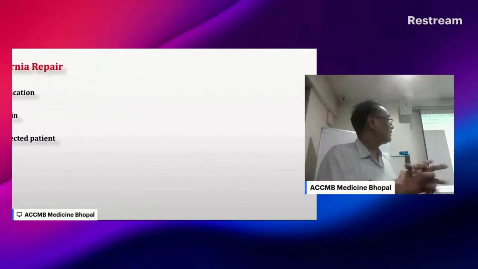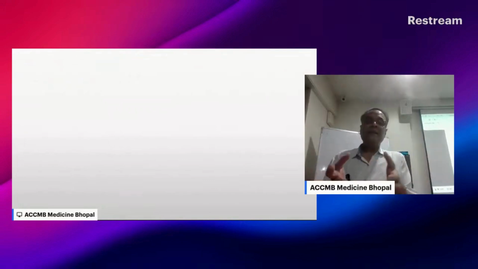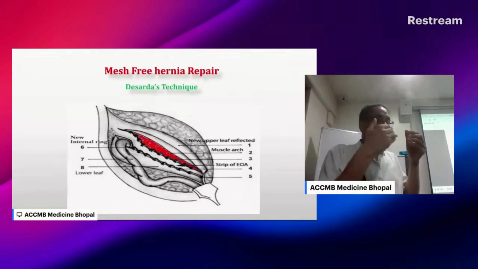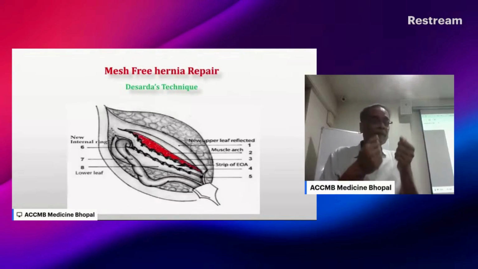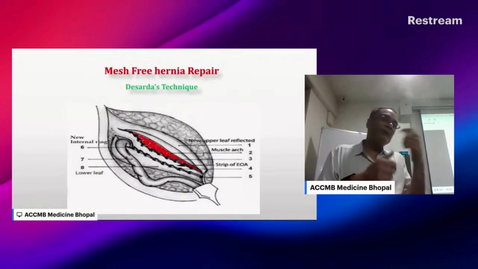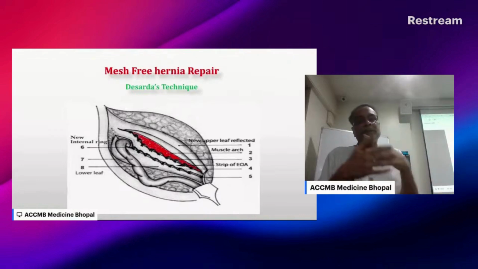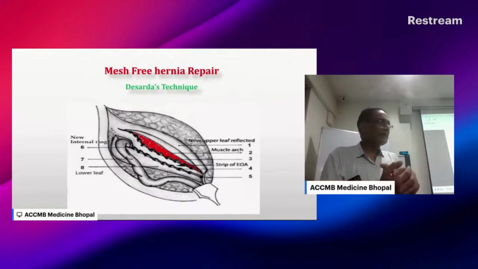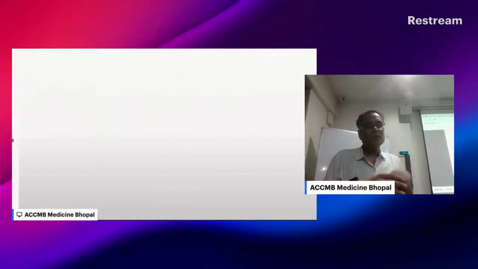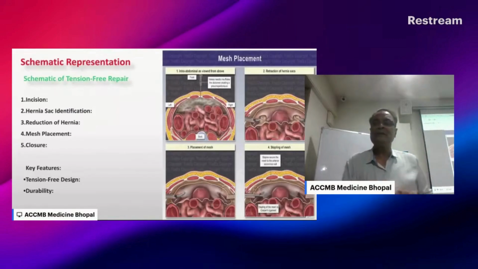Next, please. In Sharda's method, in place of mesh, we are using a sheet of rectus muscle. So we are using a sheet of rectus muscle in place of this mesh. So basically, it is an autologous graft. Autologous, we say, right? Autologous from the patient's own tissue. It is just like mesh.